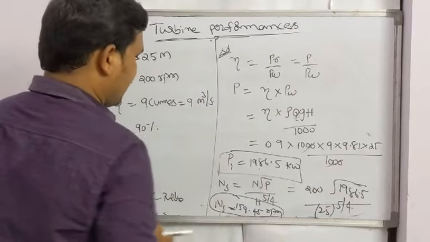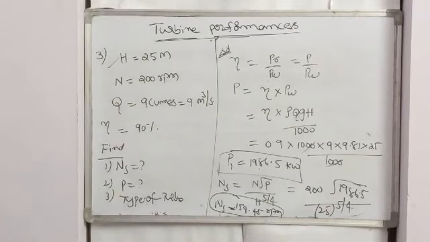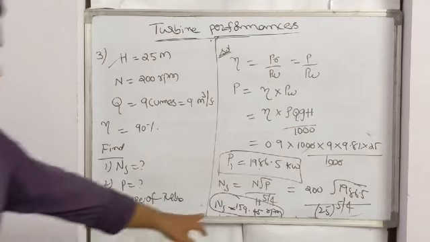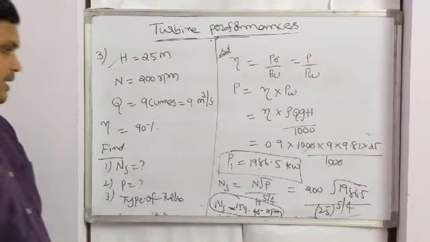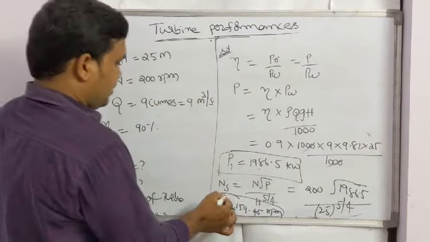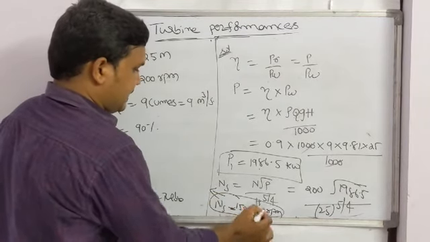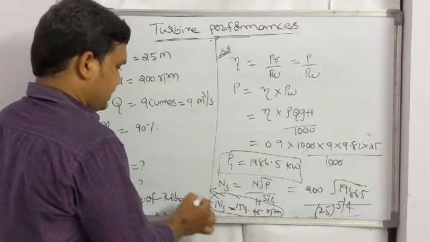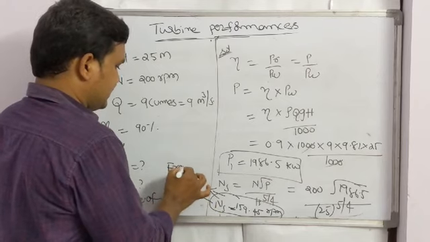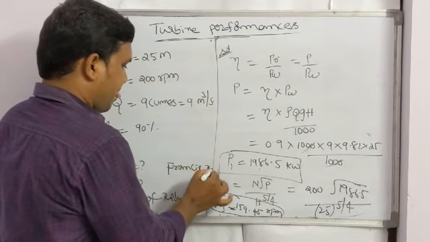The specific speed is around 159.46. Whenever the specific speed is known, from the known ranges of specific speeds of turbines, 159.45 is in the range of a Francis turbine. That's why this turbine is a Francis turbine.